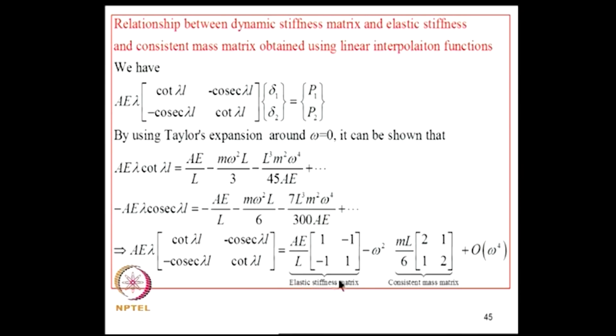The first term will be the elastic stiffness matrix, the second one will be the consistent mass matrix, and the higher order terms are of order omega to the power 4. This is what we are ignoring, and that is why we are getting the approximation. Of course, it is not a serious dead end for application of the finite element method, because we can always increase the number of elements and the size of the problem and get better approximations.